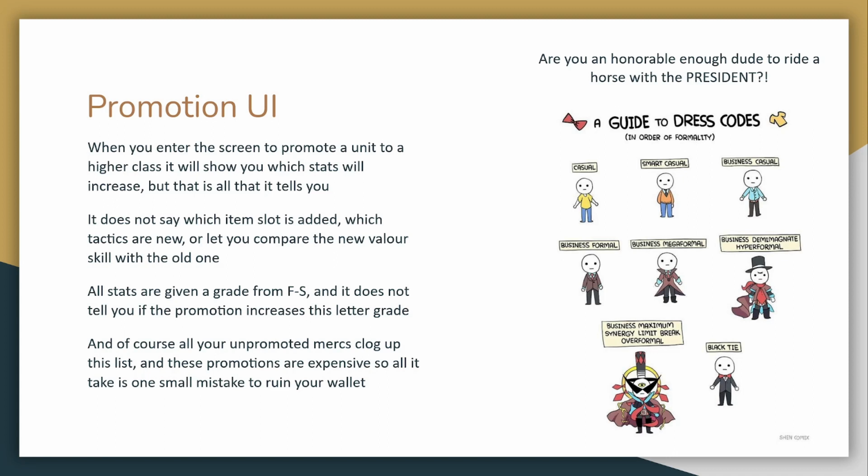All stats for characters are given a grade from F to S, and it doesn't tell you if the grade increases during promotion. So it doesn't tell you if somehow upgrading this unit will give it a good enough guard rate to go from B to A or F to D. And, of course, all of these unpromoted mercs that you have will clog up the list. And these promotions are incredibly expensive, so all it will take is one small mistake to ruin your wallet.